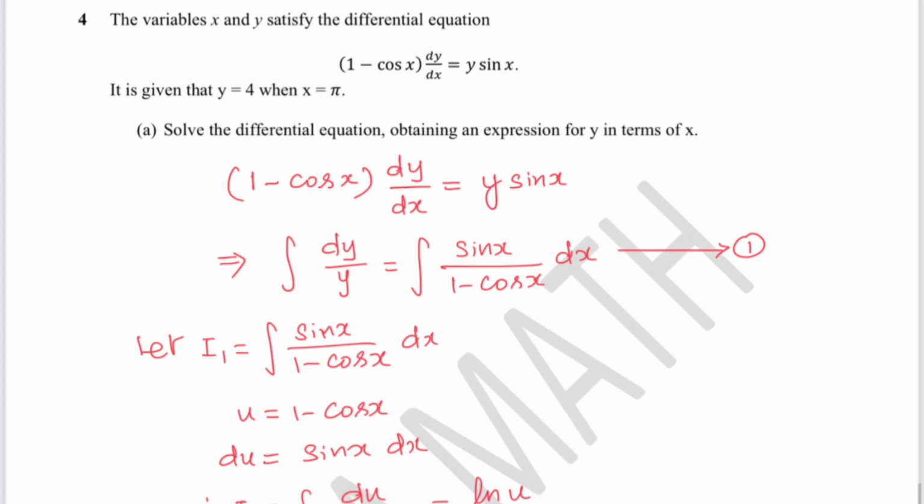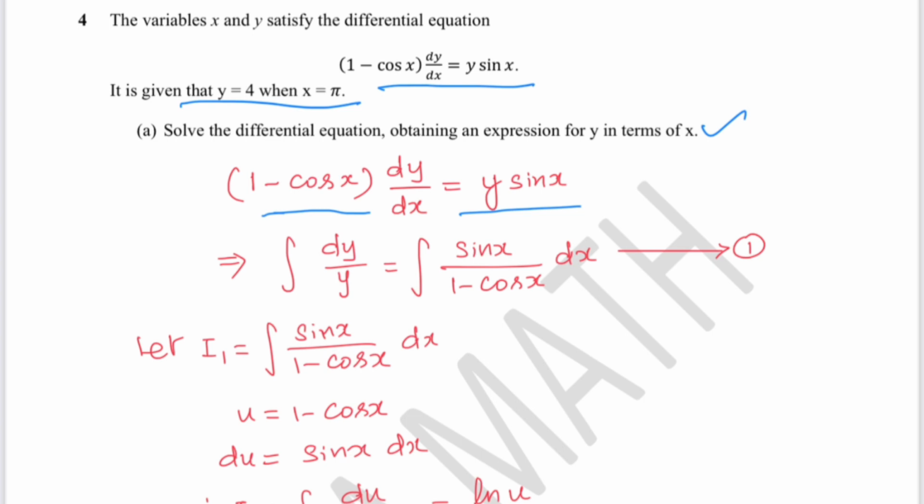And question number 4. The variables x and y satisfy the differential equation (1 - cos x) times dy by dx is equal to y sin x. And it is given that y is equal to 4 when x is equal to pi. So solve the differential equation obtaining an expression for y in terms of x. Okay, write down the differential equation. (1 - cos x) times dy by dx is equal to y times sin x.